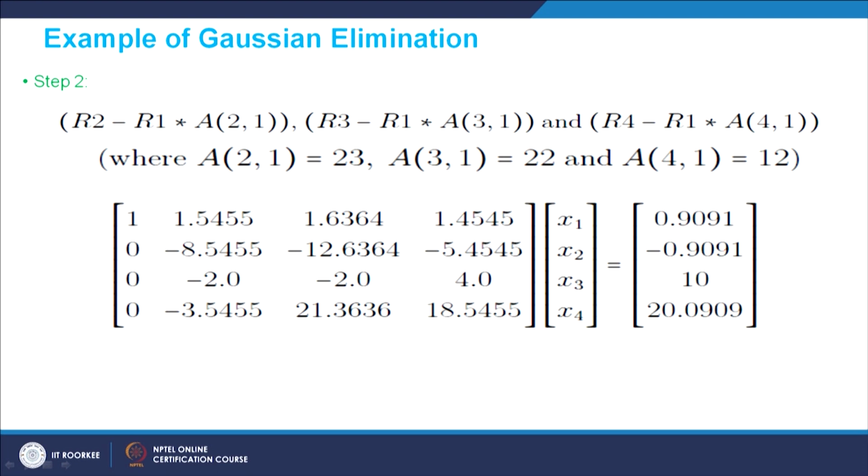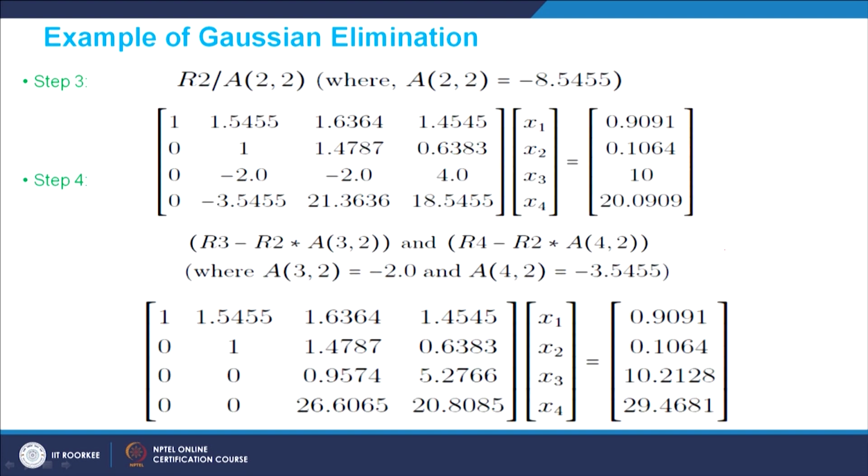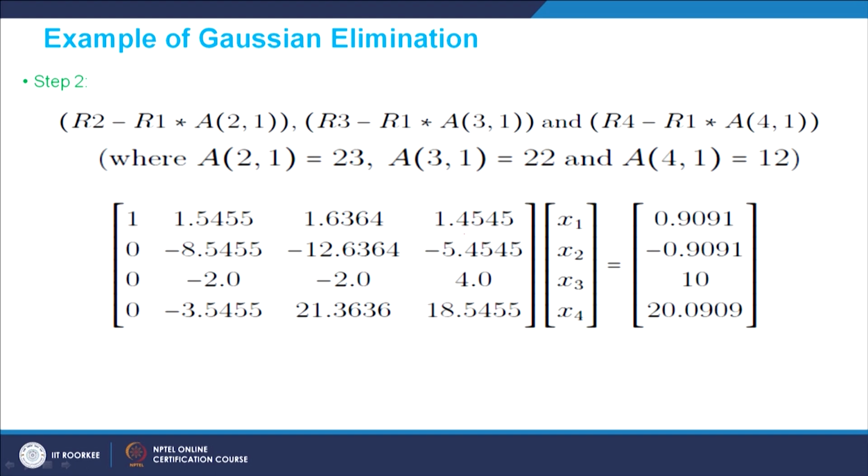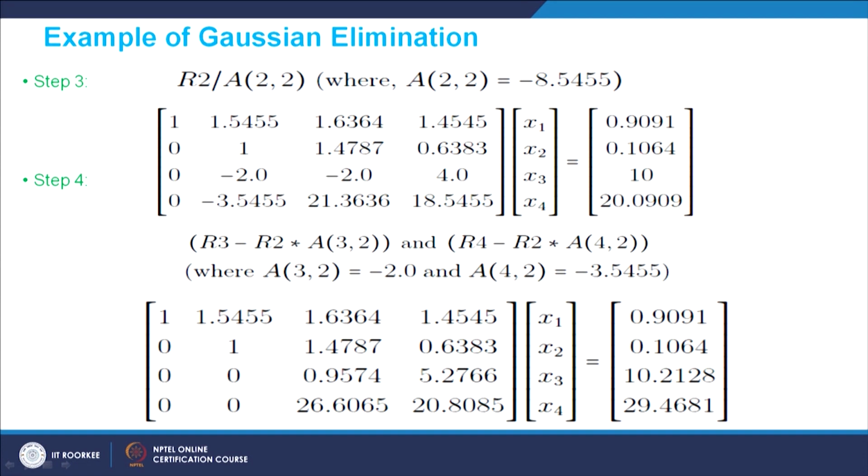In step 3, we will simply divide this entire second row by minus 8.5455. When I divide this entire second row by minus 8.5455, I will get simply a unity here, and these values will also change. So, we get some value. Here you see all these are negative, so when I divide all this negative quantity by another negative quantity, it becomes positive. So, this value changed.